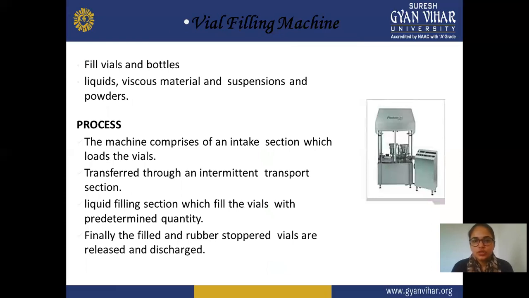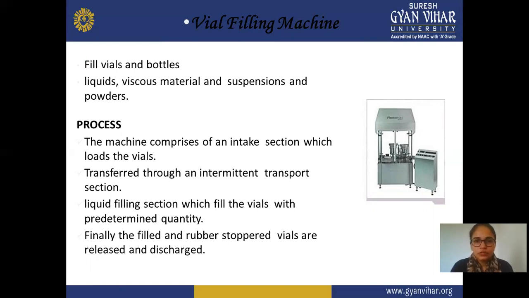Next is the vial filling machine. Sealed vials and bottles are mainly filled by this machine, with liquid, viscous material, suspension and powder. These machines help fill vials as well as bottles with different types of formulation. The formulation may be in a liquid state, a viscous material, a suspension, or in powder form.